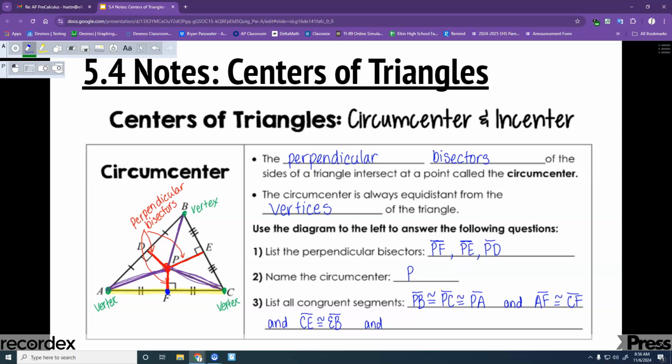Okay, let's go through what we've got so far. I've got all my purple lines are congruent to each other. I've got AF and FC, these two right here are congruent to each other. Then Joseph just gave me CE and EB. That's these two right here. We got one more that's marked congruent. How about over here?